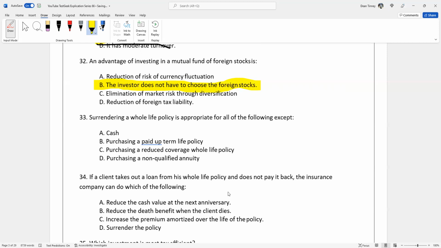Elimination of market risk. You should never take answers that say you can get rid of market risk, because remember, you can't get rid of market risk through diversification. Risk prevails despite that. Reduction of a foreign tax liability. No, you're still going to have to pay the local country of origin its taxes.